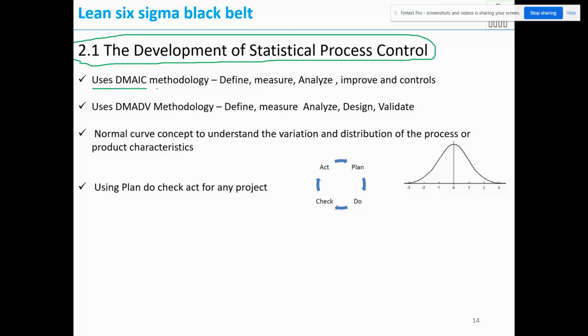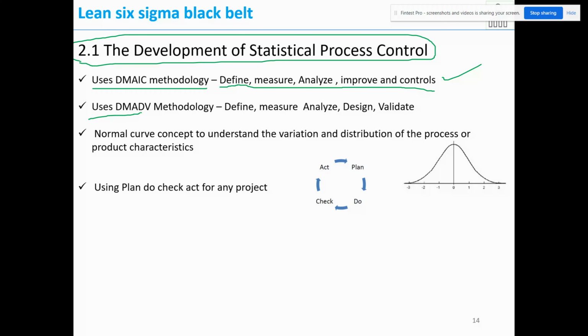So first, it uses DMAIC methodologies. What is DMAIC methodology? D for define, M for measure, A for analyze, I for improve, and C for control. So this is the methodology that we are going to use to improve the existing process.